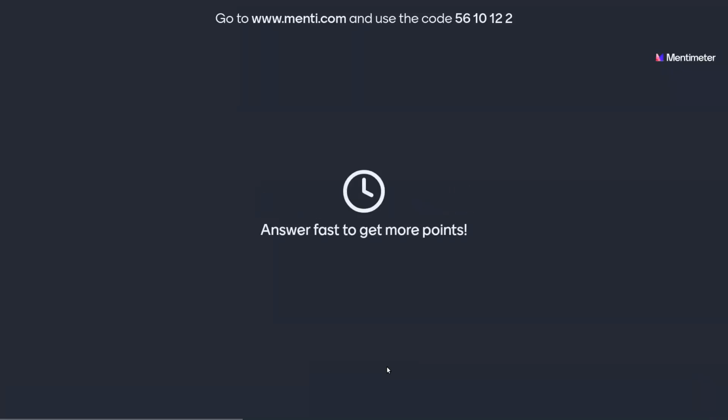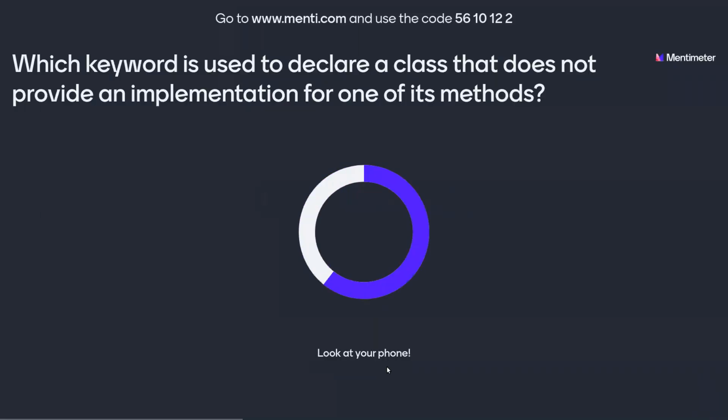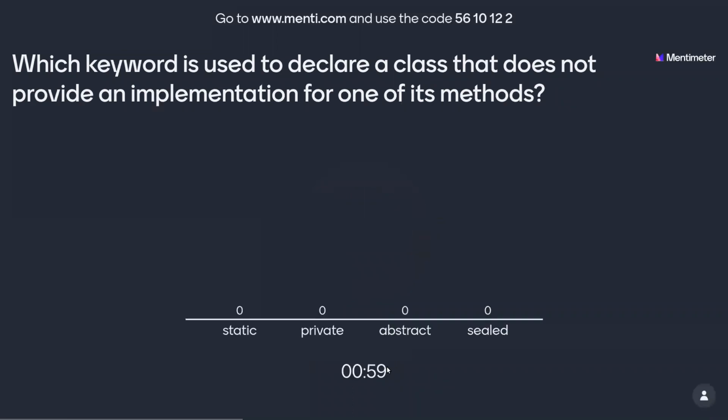Next. Which keyword is used to declare a class that does not provide an implementation for one of its methods? So which keyword would we use to declare a class that doesn't provide a body for one of its methods, doesn't provide behavior for one of its methods? Which word would we use?